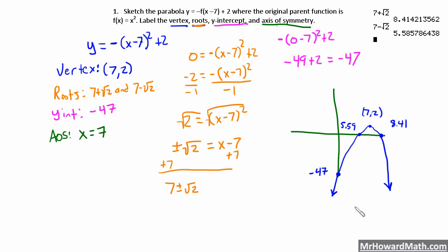Alright, so that part's done. Alright, let's move on to question 2. One thing, I forgot the axis of symmetry. Let's put that in real quick. So the axis of symmetry is right down the middle, and that is x equals 7, right? X equals 7. Okay, now we have everything labeled. We were supposed to label all of that stuff, so now it's done.